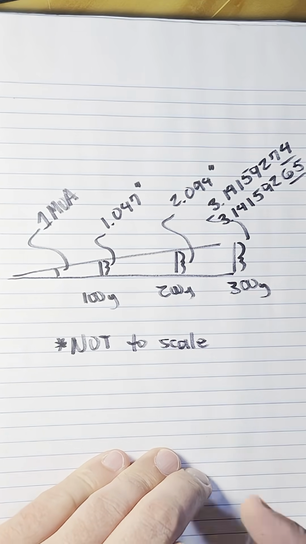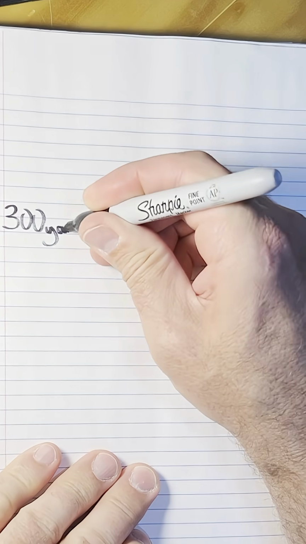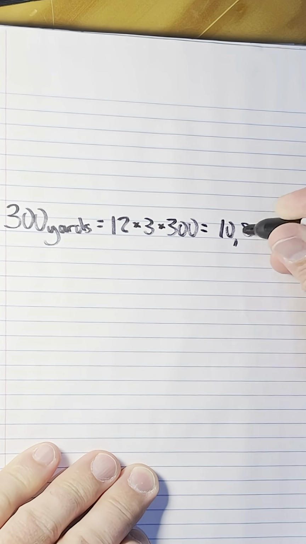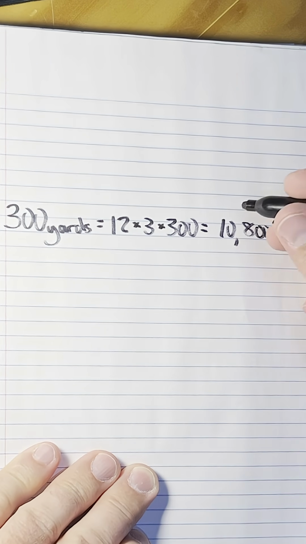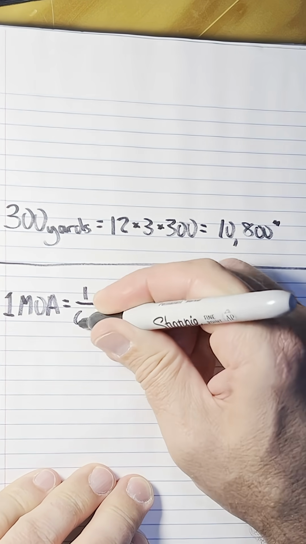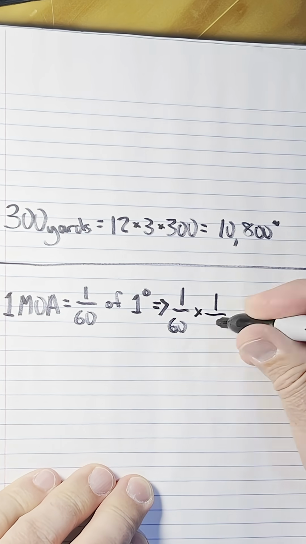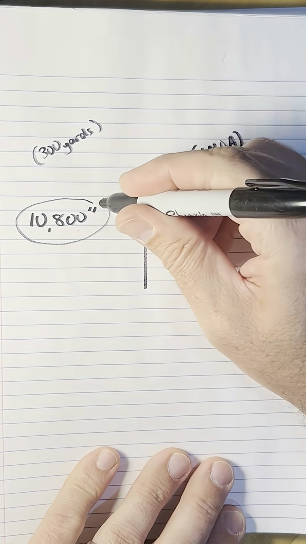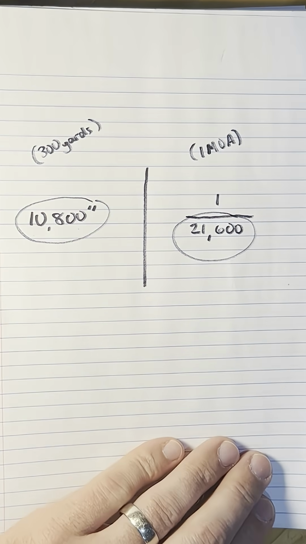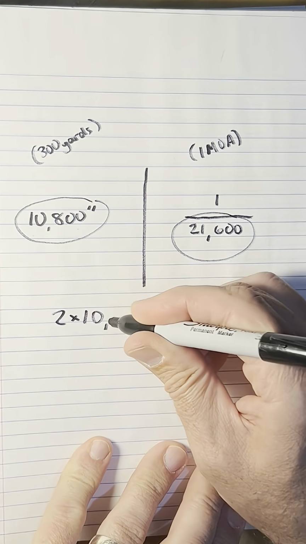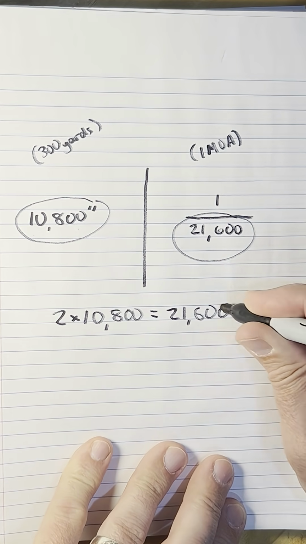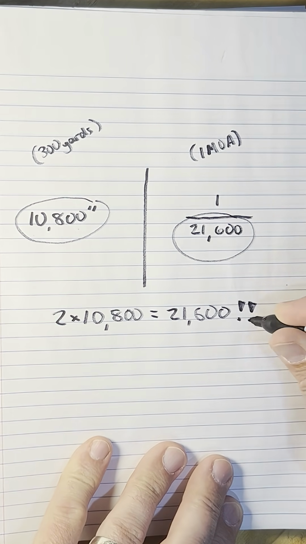So what's so special about 300 yards and what's so special about 1 MOA? Well, 300 yards is 10,800 inches. And 1 MOA is 1/60th of 1 degree, or it's 1/21,600ths of 1 circle. Take a look at those two numbers. This number is exactly half that number. That's a crazy coincidence. That distance and that angle don't have anything to do with each other, but they just happen to line up perfectly.